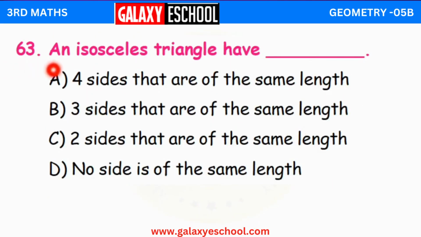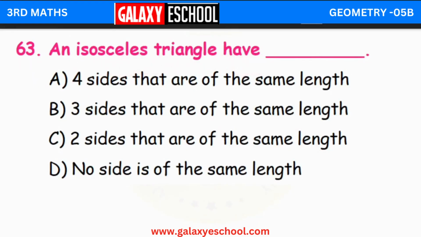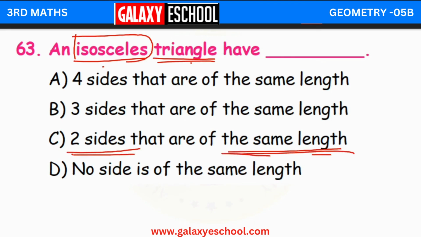Coming to question 63. An isosceles triangle has a dash. This is a new word again. We have learnt about triangles, but we have not discussed the types of triangles. But for now you understand that an isosceles triangle is a type of triangle. It is a triangle in which two sides are of the same length.